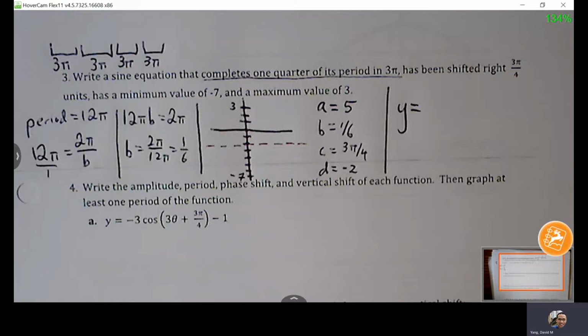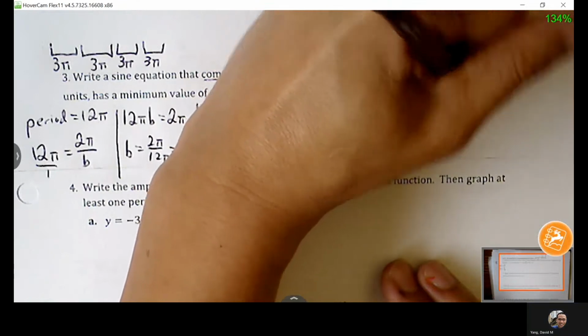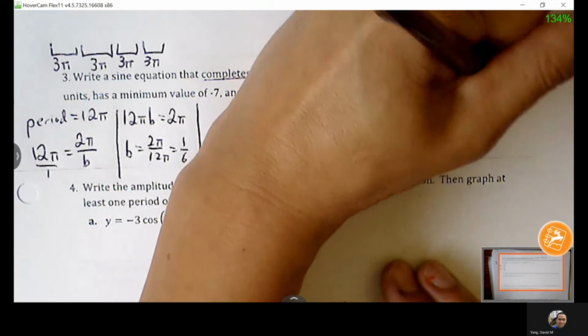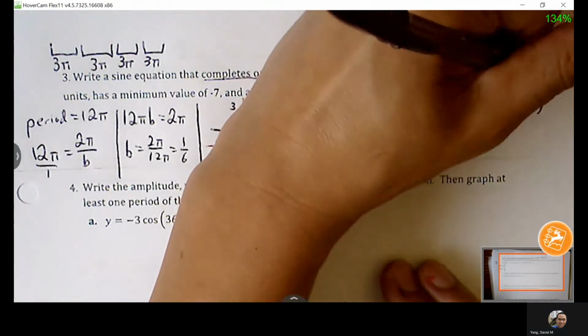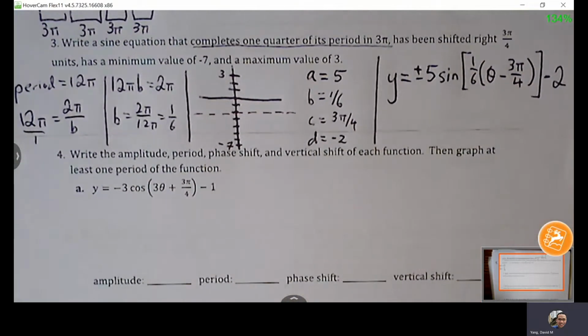It doesn't specify if there's a reflection. You can say plus or minus 5. It doesn't matter. Either one works. Any question with number 3? Was I considered wrong? I didn't put the minus. No. Either one. I just want to show you the options. You can say -5 or +5. Either one works.